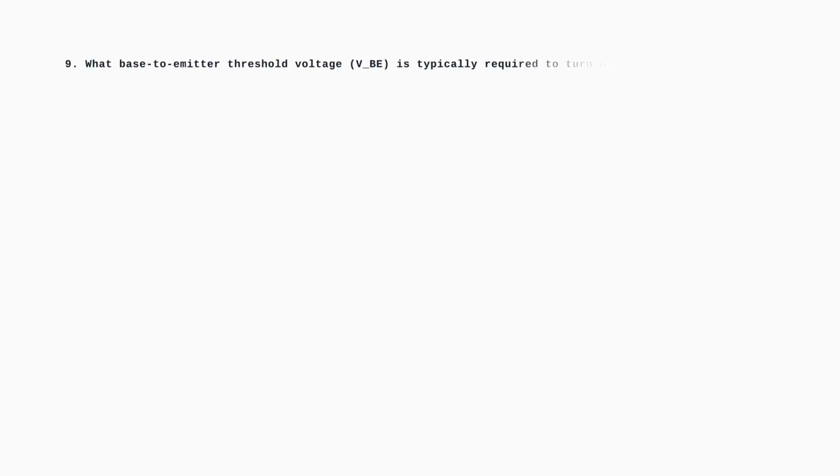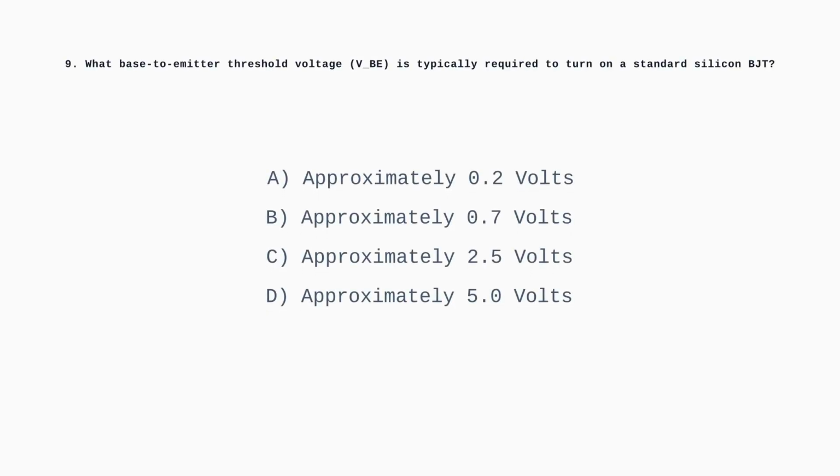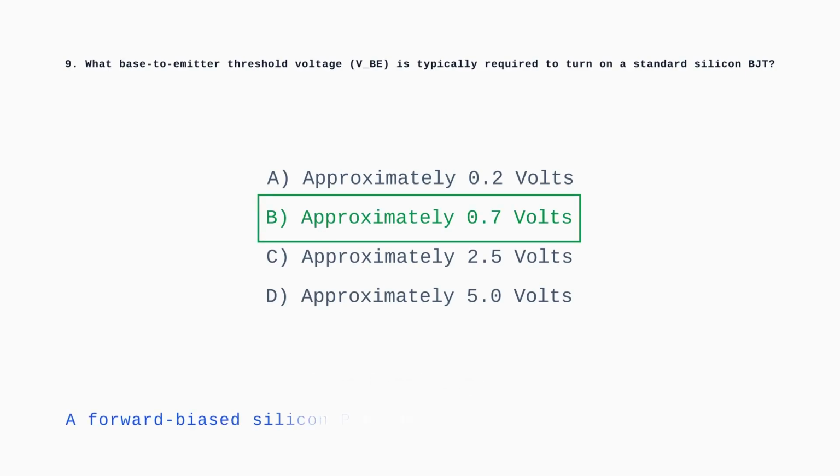Question 9. What base-to-emitter threshold voltage is typically required to turn on a standard silicon BJT? Just like a standard silicon diode, the base emitter junction requires about 0.7 volts of forward bias to initiate full conduction.